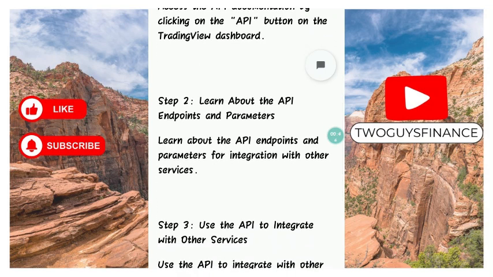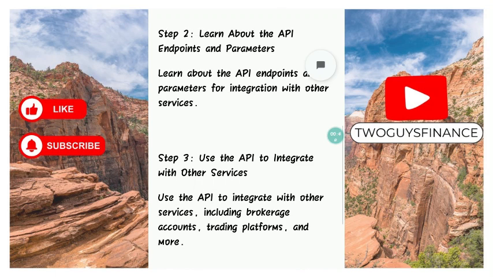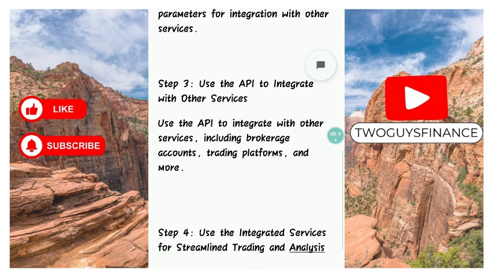Step 3 will be to use the API to integrate with other services. So you can use the API to integrate with other services, including brokerage accounts, trading platforms, and many more. The fourth and final step will be to go ahead and use the integrated services for streamlined trading and analysis.